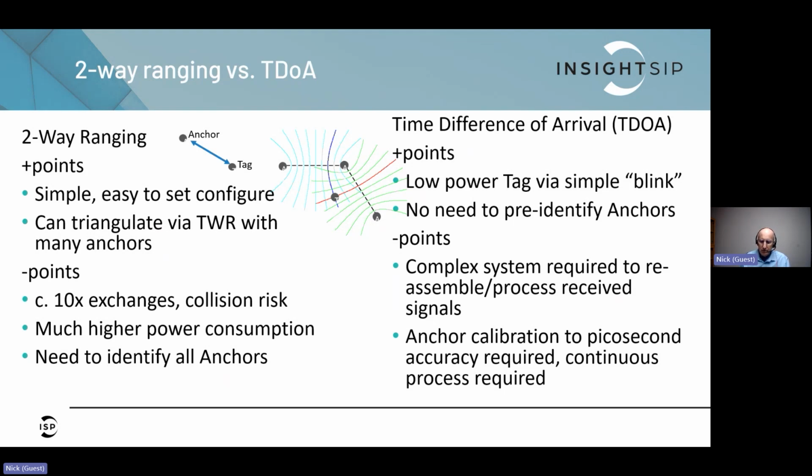Time difference of arrival, by contrast, is just one tag that can do what you call a blink. Basically, it's just pulses, and then the anchors pick up the signal and work out where it is. But you need a quite complex system behind that to reassemble the signals from the different tags, put them together, and yeah, calibrate them to this high level of accuracy to make it work.